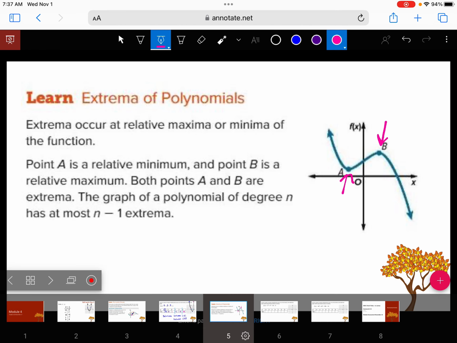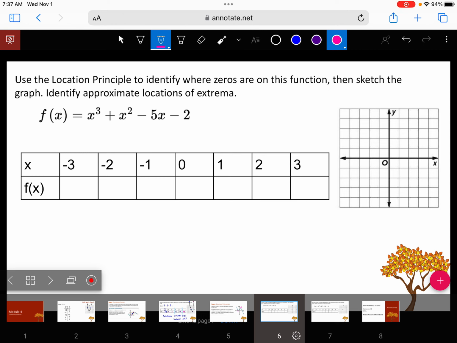What we're going to work with is another table. We're going to graph it. We're going to find our zeros. We're going to find approximate locations of extrema. And I'll show you how we word that. So this is our next equation. We've got x cubed plus x squared minus 5x minus 2.